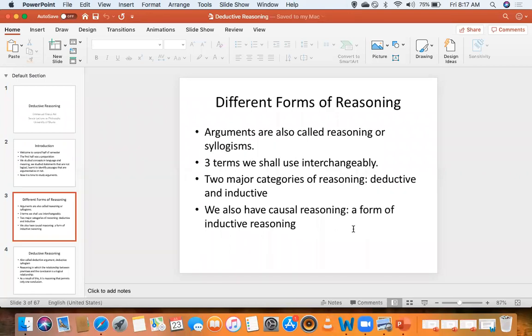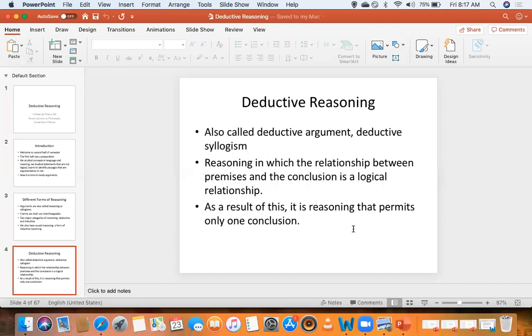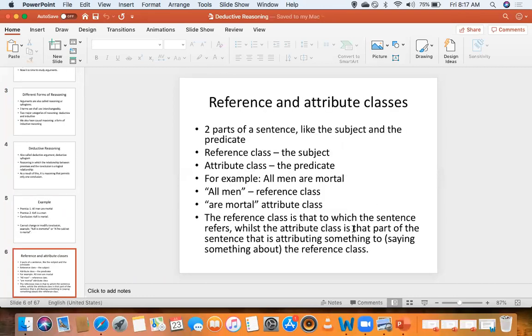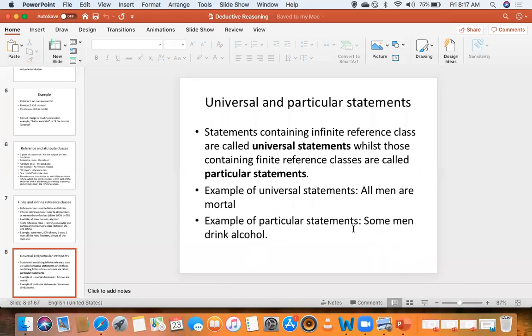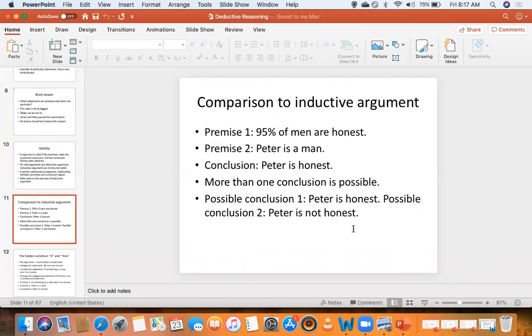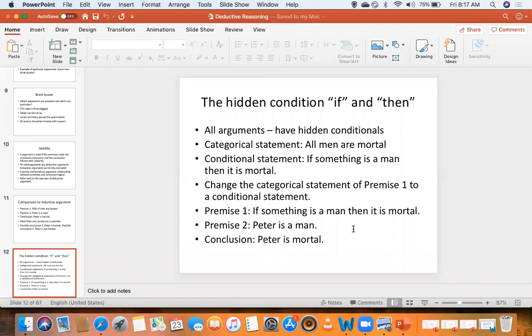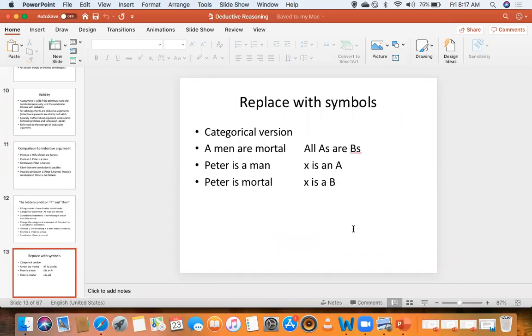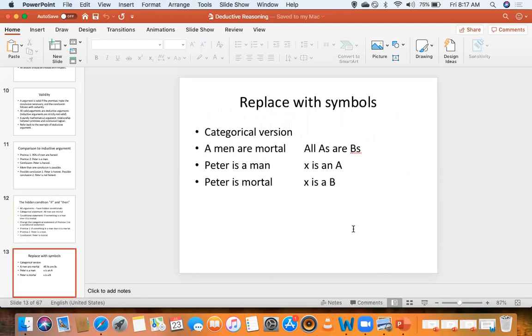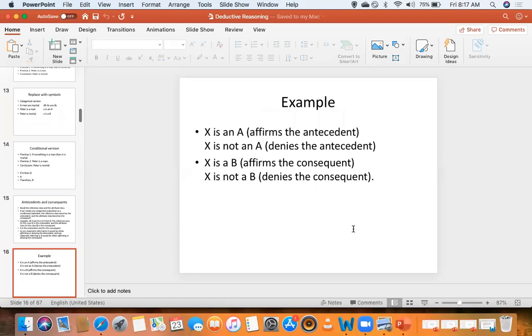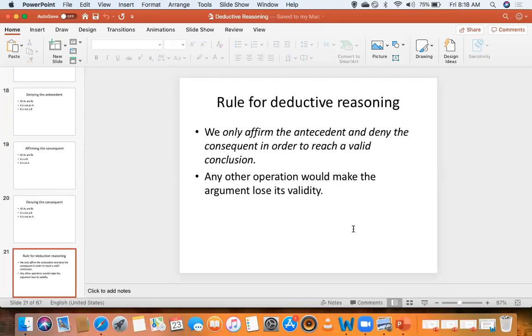For deductive reasoning, we saw the different forms of reasoning, deductive and inductive. We looked at the details of deductive reasoning: reference and attribute classes, finite and infinite reference classes, universal and particular statements. We saw the issue of validity, and then we compared it to inductive argument. Then we saw how the hidden conditional works in a deductive argument. We saw how to write deductive arguments in symbols, even the inductive ones, and also how to write them in conditional forms. We saw the deductive rule, which is that we only affirm the antecedent and deny the consequent in order to reach a valid conclusion.